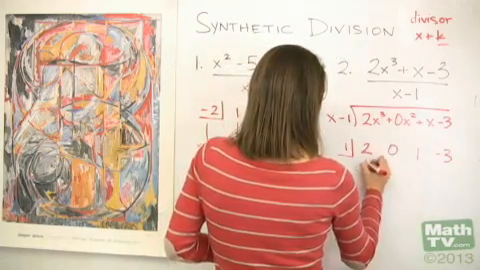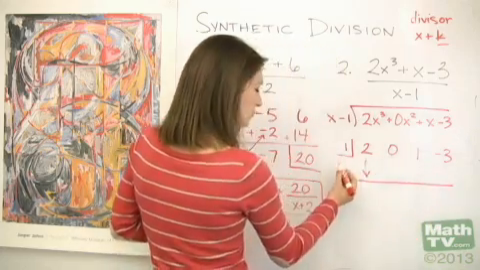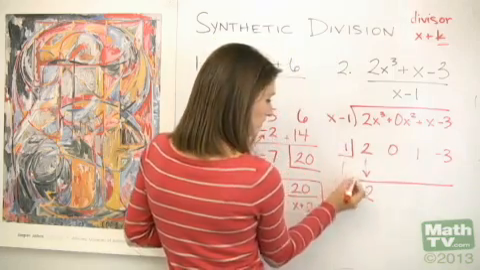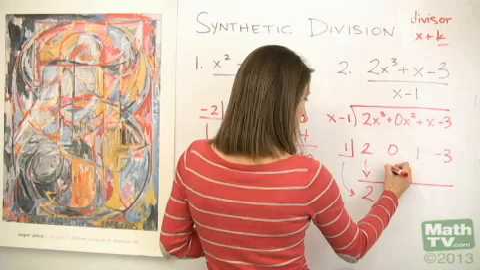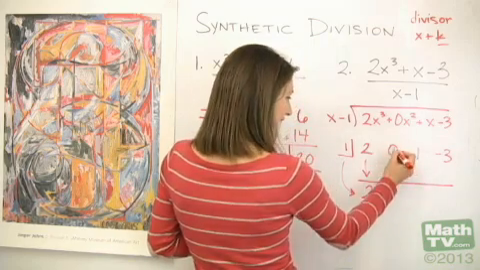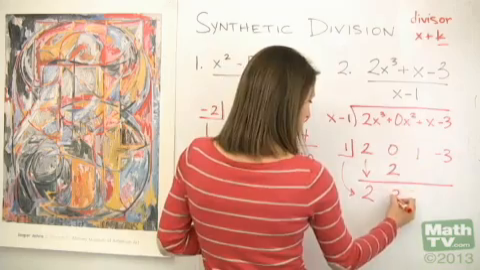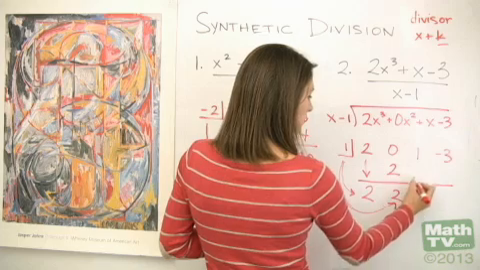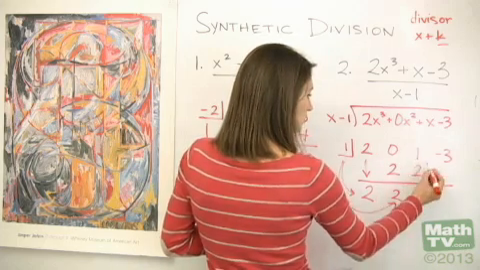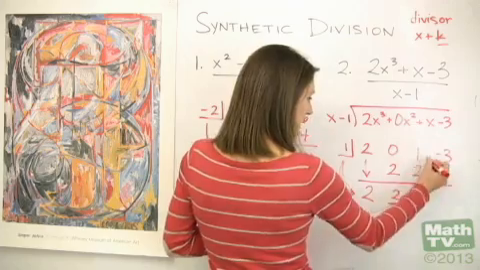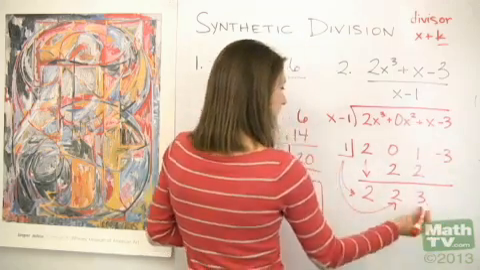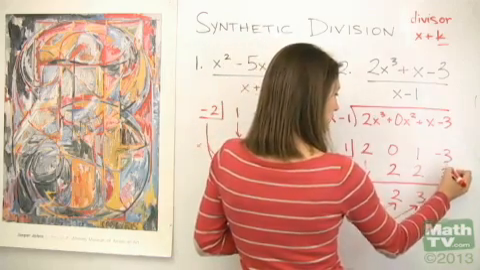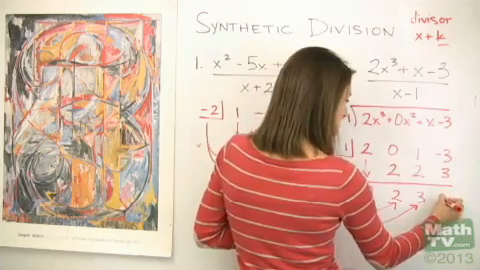So we move down our 2, and we do our multiplication and our addition. So we put our 2 here. We're going to multiply 1 times 2, and put it up here under our 0, which is 2, and then we add. 0 plus 2 is 2. And we're going to multiply again. 1 times 2 is 2. We're going to put it up here. 1 plus 2, we're going to add this, gives us 3. And then 1 times 3 is 3. We're going to put it here, and we're going to add. Negative 3 plus 3 is 0.